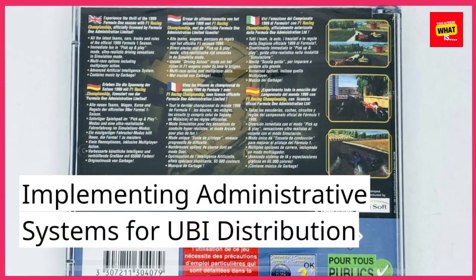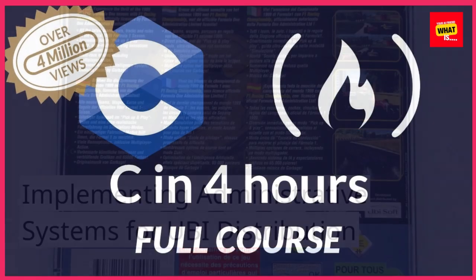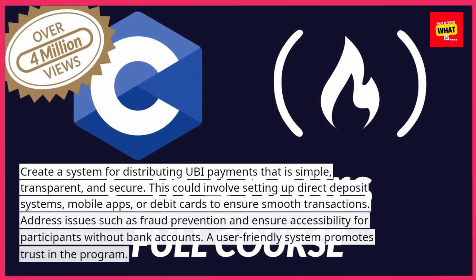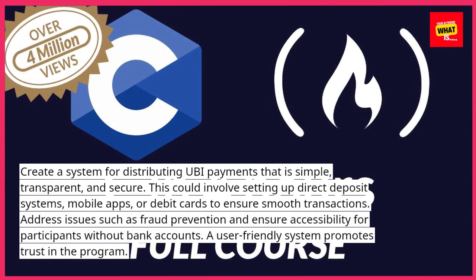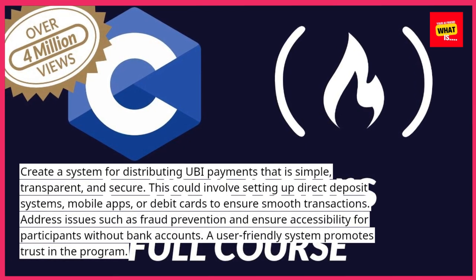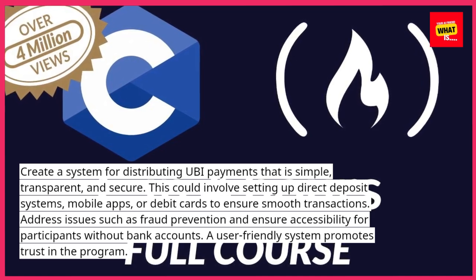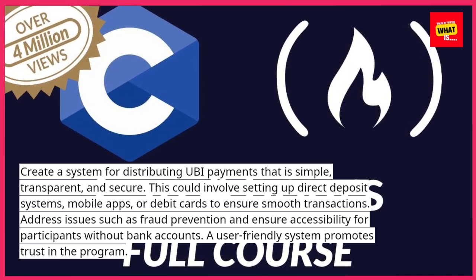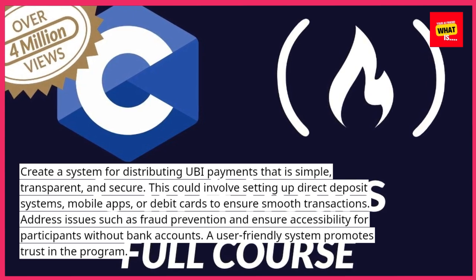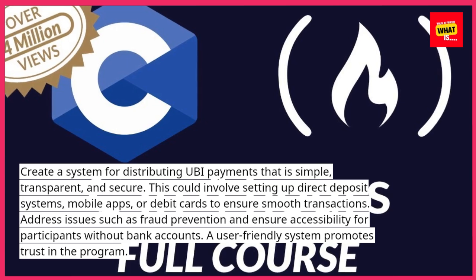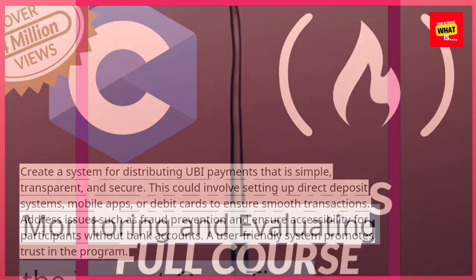Implementing administrative systems for UBI distribution. Create a system for distributing UBI payments that is simple, transparent, and secure. This could involve setting up direct deposit systems, mobile apps, or debit cards to ensure smooth transactions. Address issues such as fraud prevention and ensure accessibility for participants without bank accounts. A user-friendly system promotes trust in the program.